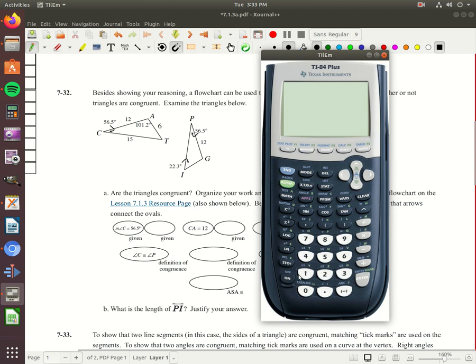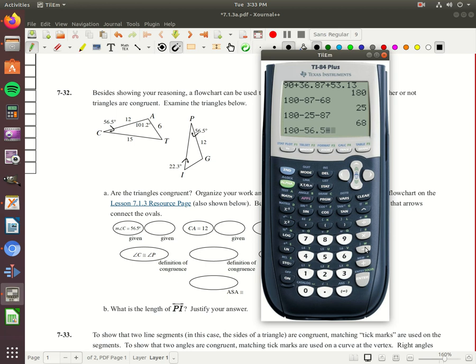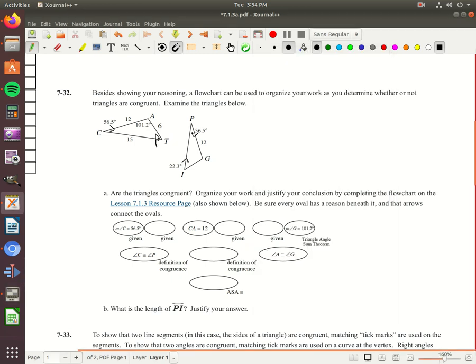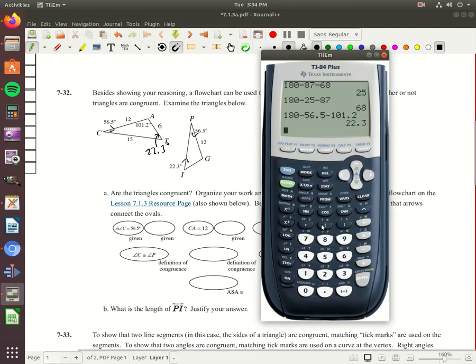We're going to figure out angle T. We know that angle T is going to equal 180 minus 56.5 minus 101.2. And whatever's left over is what angle T is going to be, and it equals 22.3 degrees. So we'll say that we know that this is 22.3 degrees. And in the same way, we're going to calculate angle G. We know angle G is 180 minus 56.5.